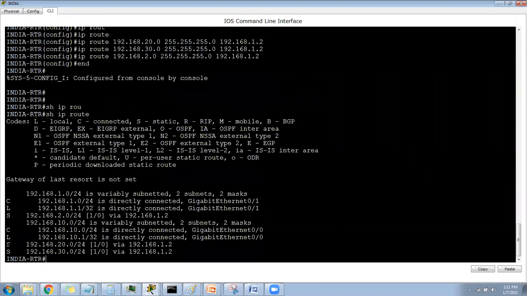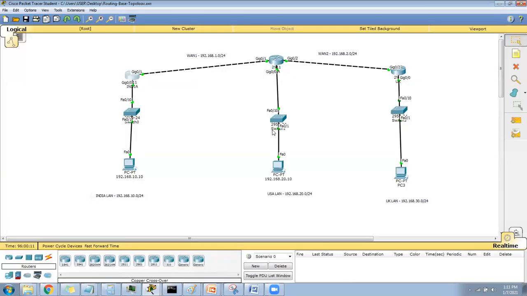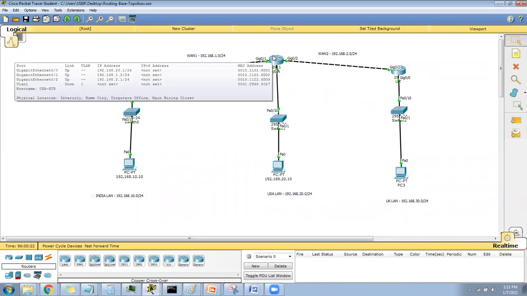So now see here, you got three static routes. S means static: 1, 2, and 3. So now the India router knows about all these five networks. Okay, now our second job. Tell me first, for the USA router, how many networks are not directly connected? Give the name. India LAN, UK LAN. Right, exactly.